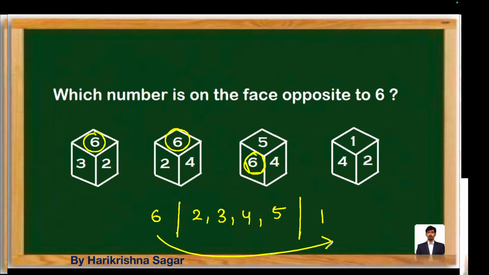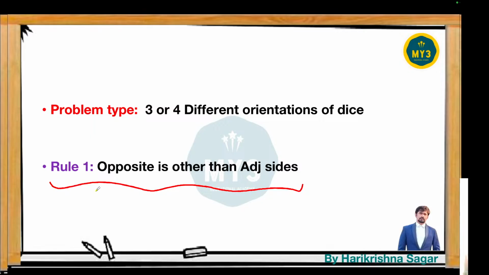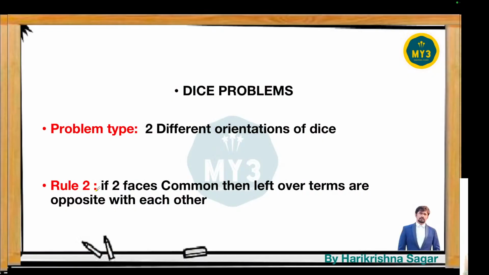So that is the point which I have mentioned here. Opposite is defined as other than adjacent sides. Instead of finding opposite directly, you try to figure out the 4 adjacent sides. The leftover term is going to be treated as opposite for us. Okay, hope that point is clear.